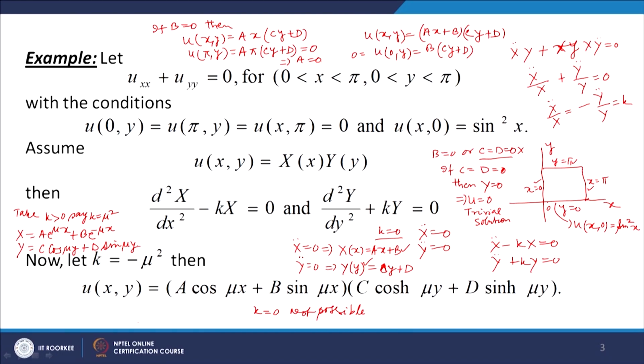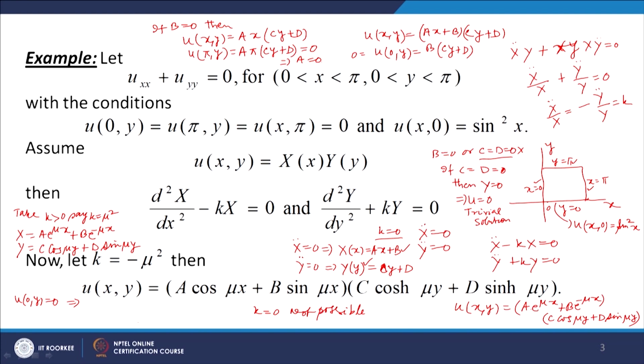Okay, what we will get? So u(x,y) will be equal to X(x) into Y(y). So (A e to the power mu x plus B e to the power minus mu x) into (C cos mu y plus D sin mu y). Okay. Now let us see u(0,y) equal to 0. So u(0,y) equal to 0 gives, put x equal to 0. So we get (A plus B) into (C cos mu y plus D sin mu y).